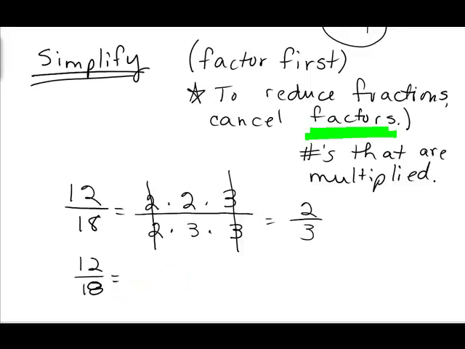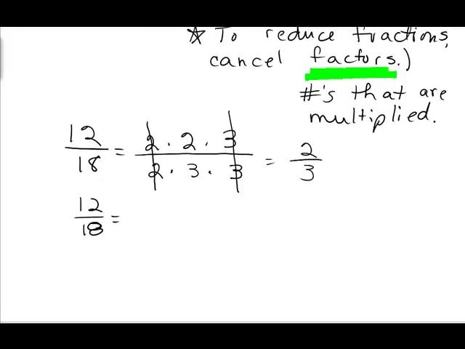Now, like I mentioned, most of you would recognize that you could take and divide both of these by 6 and get your 2/3. That's that 2 times that 3 is where we get the 6. But what I need you to see here is that to reduce fractions, we cancel factors. Not numbers that are added or subtracted, but numbers that are multiplied. You want to keep that in mind for what we're going to do.